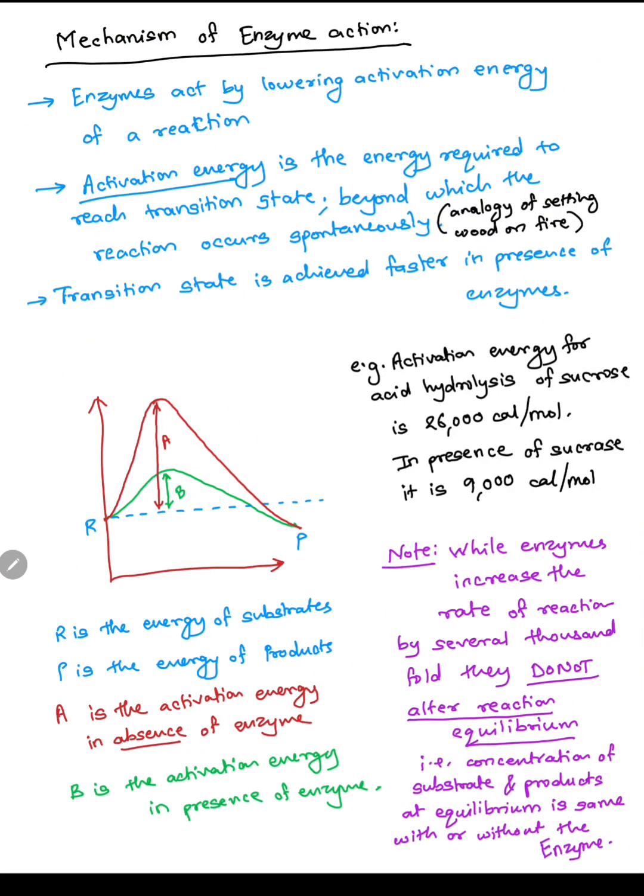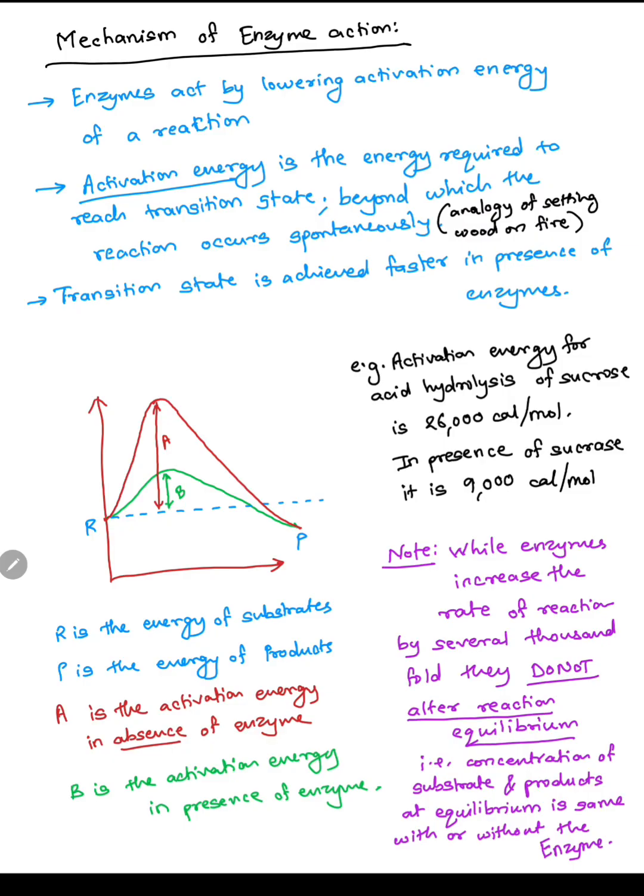Mechanism of enzyme action. So, how exactly do enzymes catalyze a reaction? They lower the activation energy of a reaction. What is the activation energy of a reaction? Activation energy is the energy required to reach the transition state, beyond which the reaction occurs spontaneously.